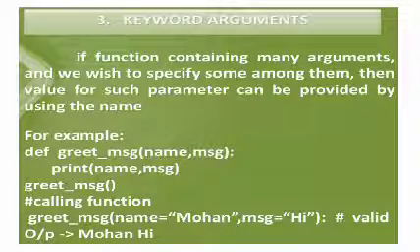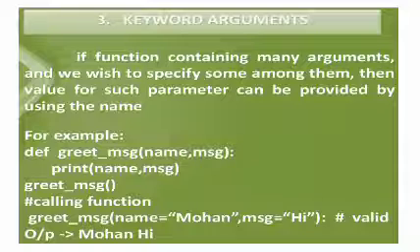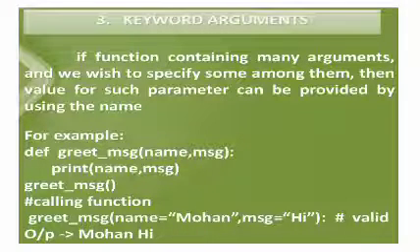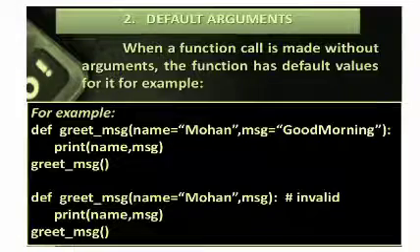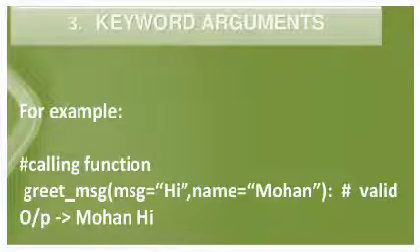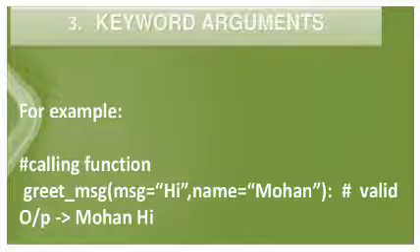In case you change the position of the arguments, like greet_msg, and pass the value hi for msg and the name argument with the value Mohan, then the output will be the same: Mohan hi.